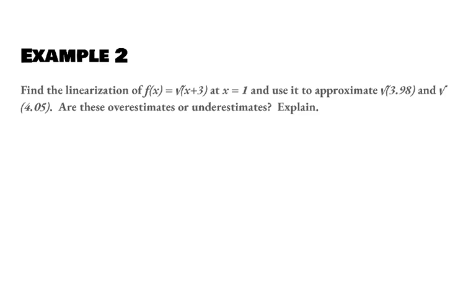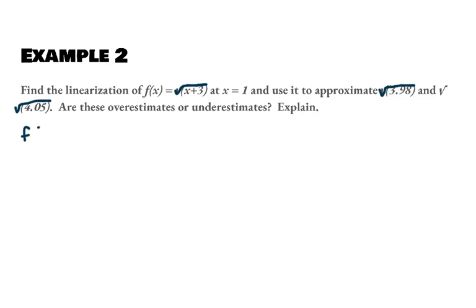Okay, so here's the second example, which is one where we're actually given an equation. And just to clarify, this is like a square root function here. I couldn't get the fancy notation to work for me in Google Slides, but that's what's really going on there. So we're going to find the linearization of the function square root of x plus 3 at x equals 1 and use it to approximate 3.98 and 4.05, and then determine if they're over or under estimates. So let's go ahead and start.